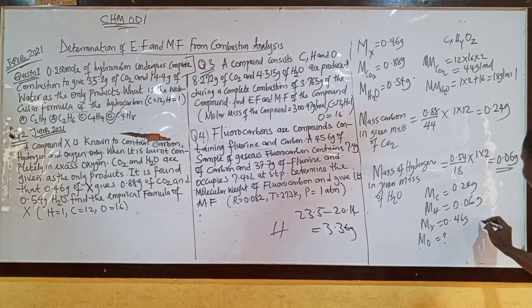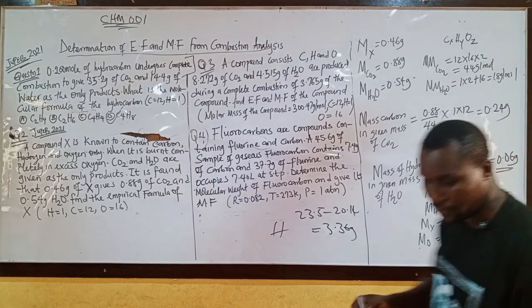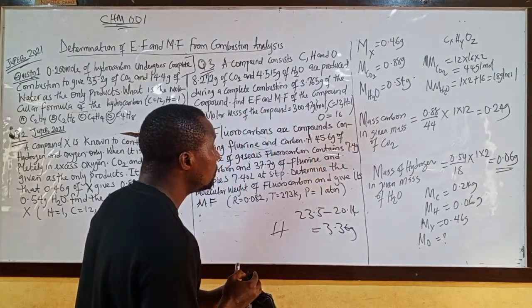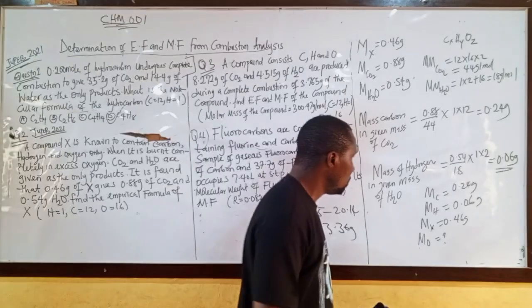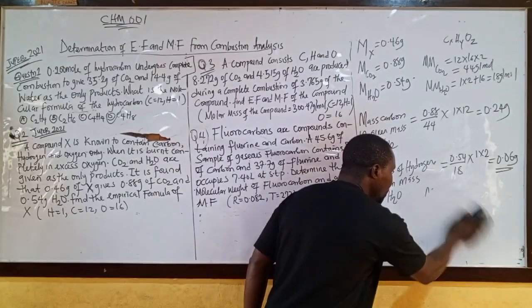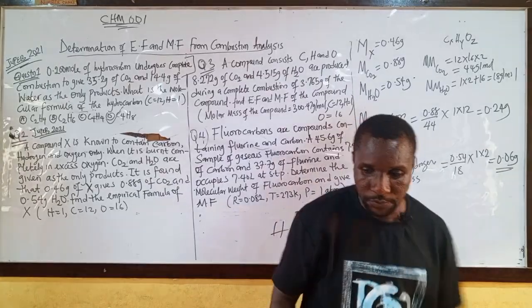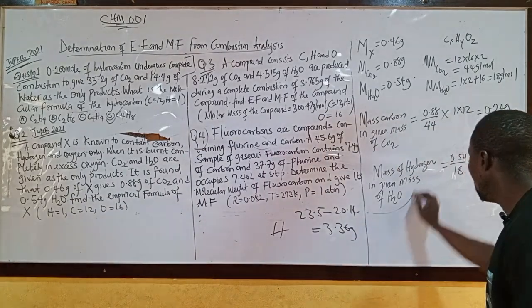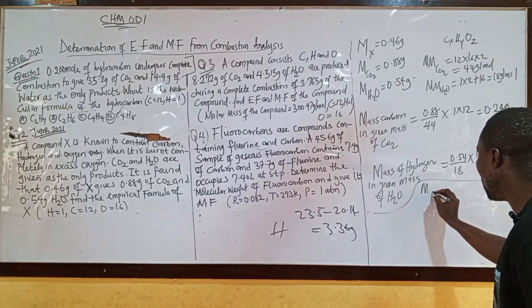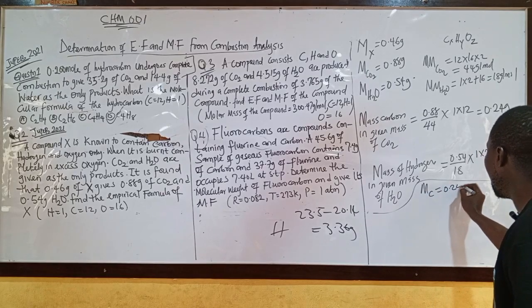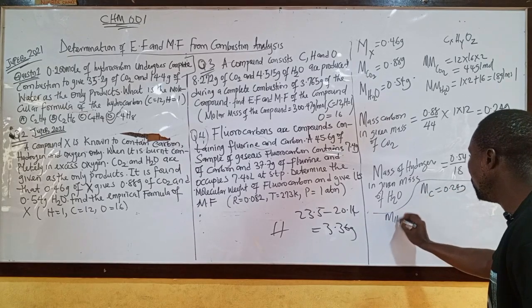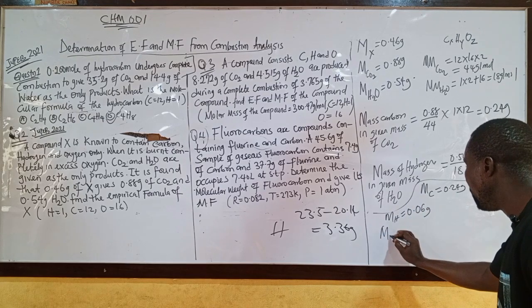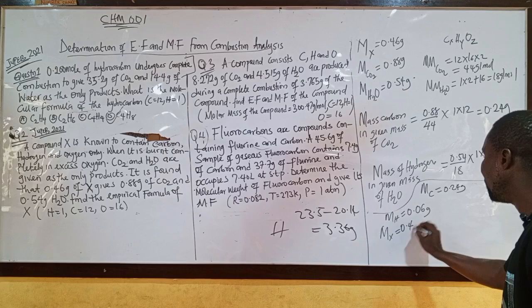Let me write it here. Okay, let me see. I'm sorry. That means the mass of carbon is what? 0.24 grams. Mass of hydrogen is what? 0.06 grams. Mass of the compound is given as 0.46.